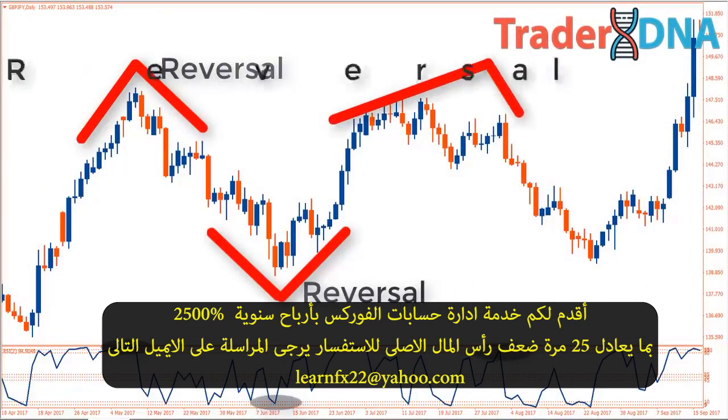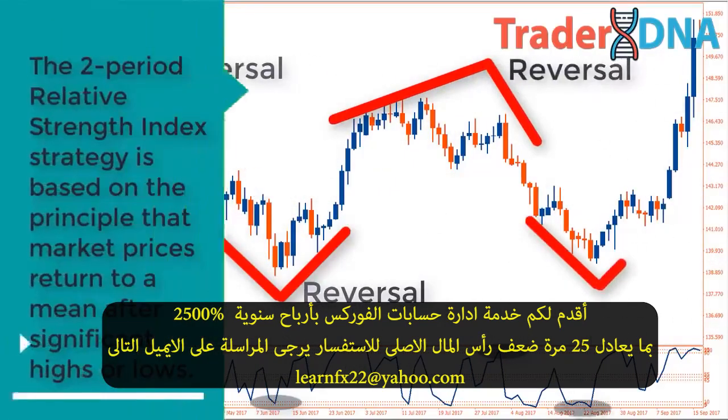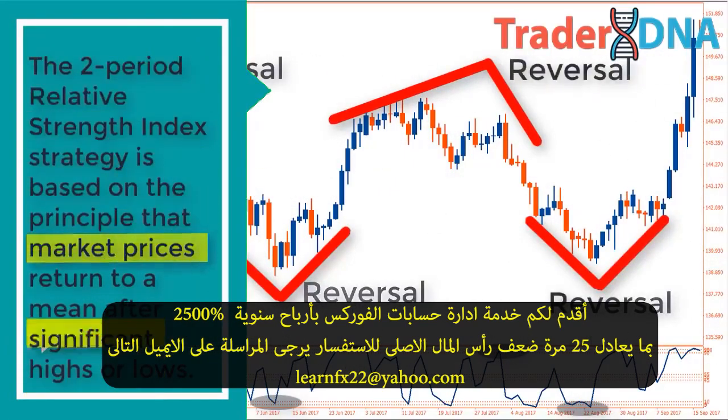The 2-period RSI developed by Larry Connors is a mean reversion strategy which provides a short-term buy-sell signal. The 2-period Relative Strength Index strategy is based on the principle that market prices return to a mean after significant highs or lows. The strategy, however, does not attempt to identify major tops or bottoms.